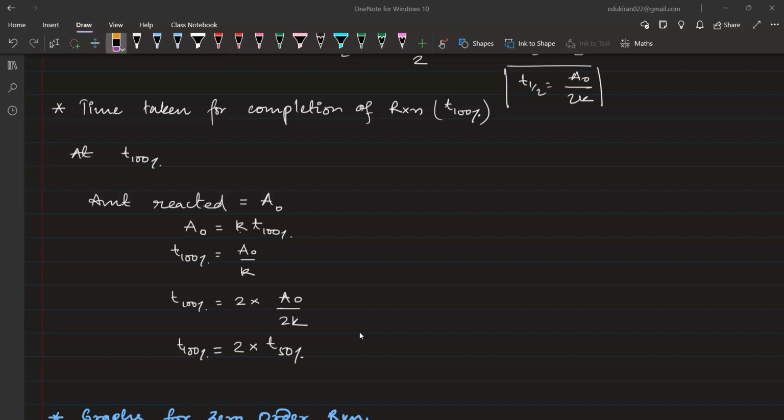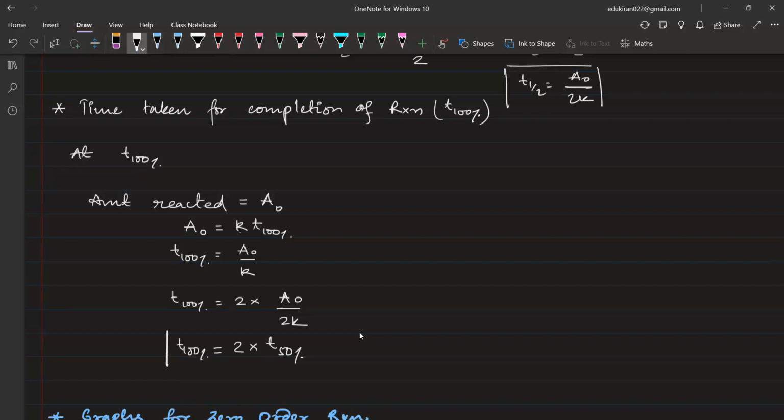So I can say A naught will be equal to K T 100% and T 100% will be equal to A naught upon सिर्फ K. So T 100% को आप क्या लिख सकते हैं, 2 इन, अब देखिए 2 ऊपर मल्टीप्लाई किया, 2 नीचे मल्टीप्लाई किया. So I can write this as 2 into A naught by 2K, and A naught by 2K we know that it is equal to T 50%. So this relationship can also be asked.